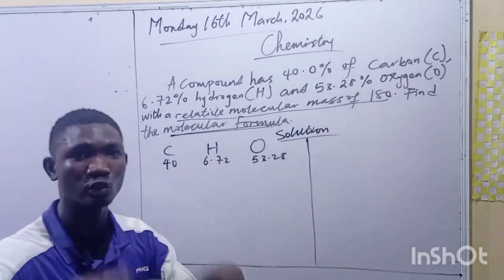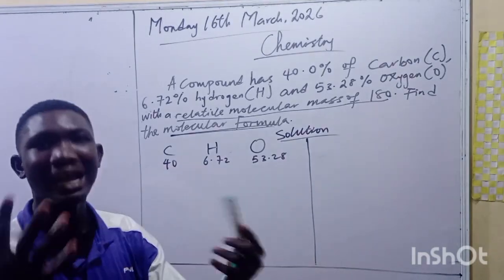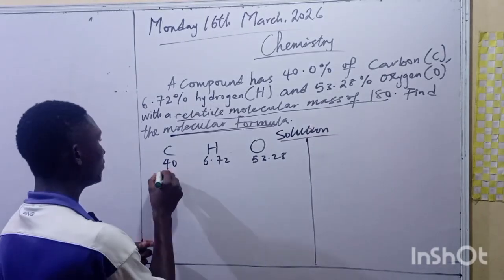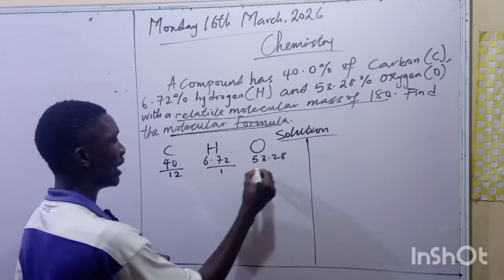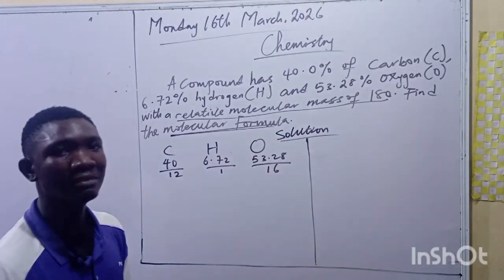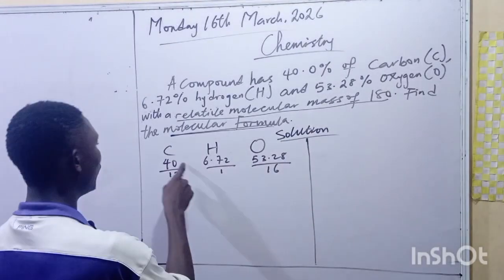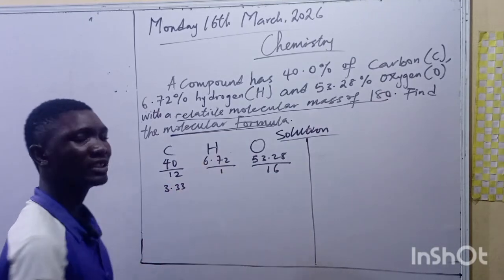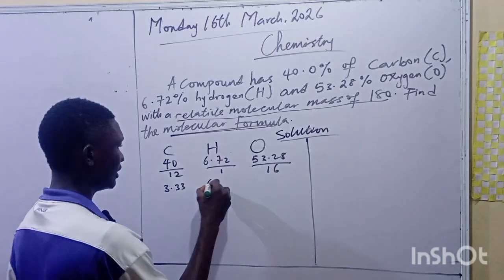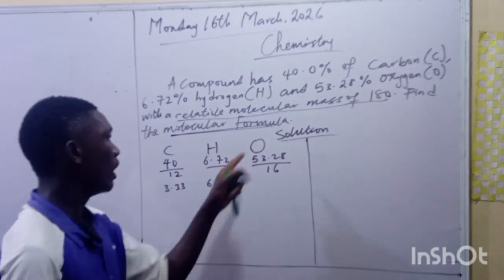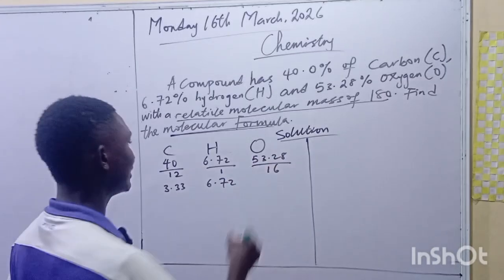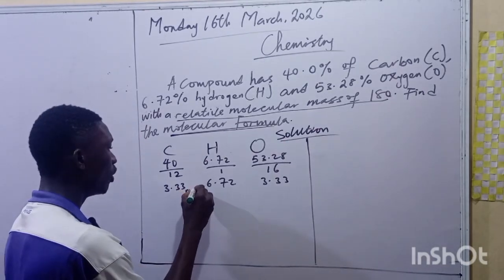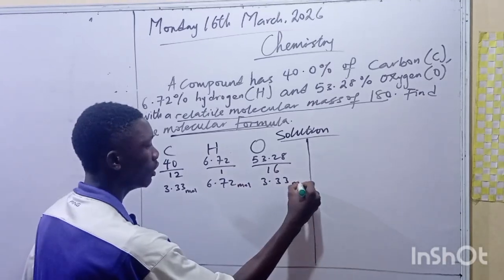Now, what is the atomic mass of carbon? 12. Hydrogen, 1. Oxygen, 16. When we divide by the atomic masses, 12, 1, 16, we'll be able to get the moles of each element. Now, 40 divided by 12 will give me what? 3.33. 6.72 divided by 1 is 6.72. Oxygen, 53.28 divided by 16, gives me what? 3.33.